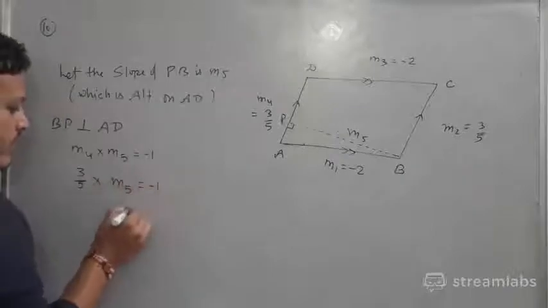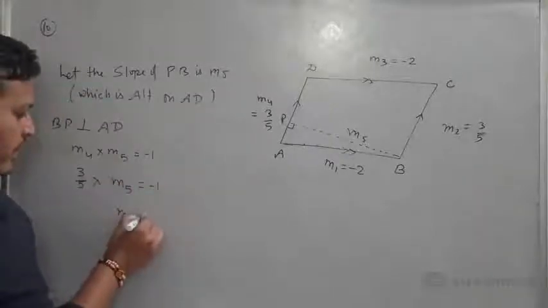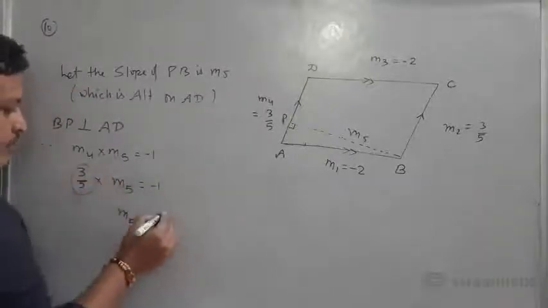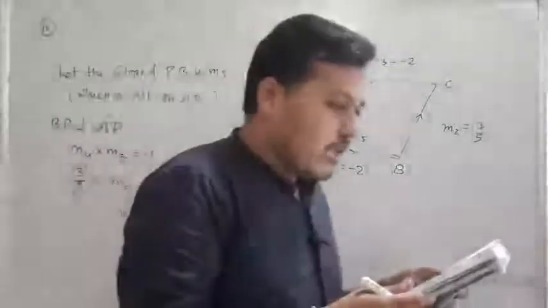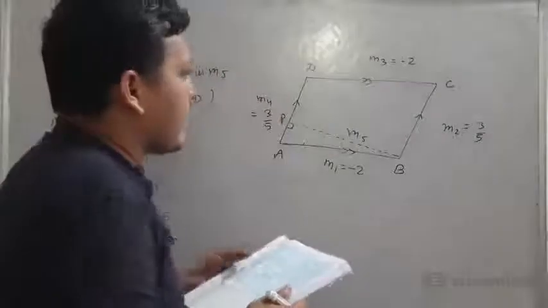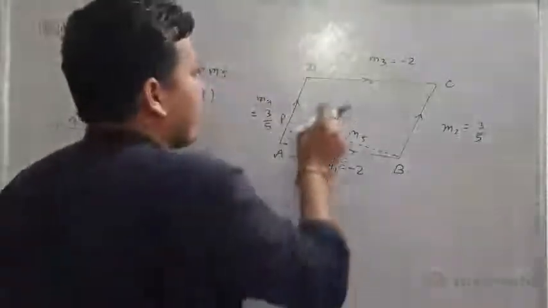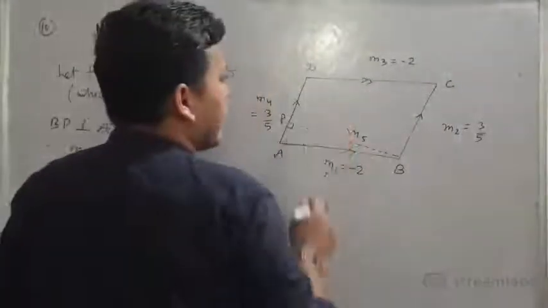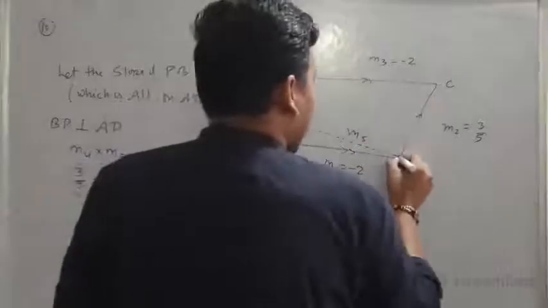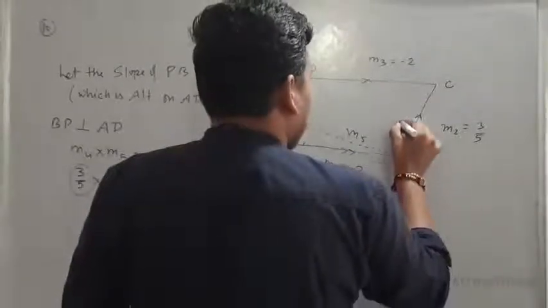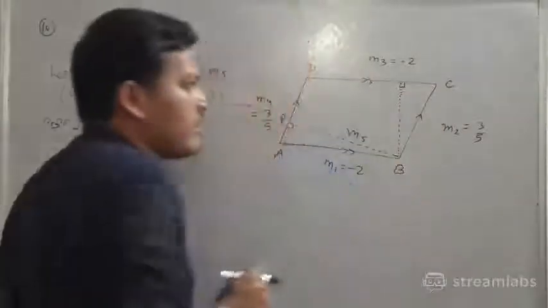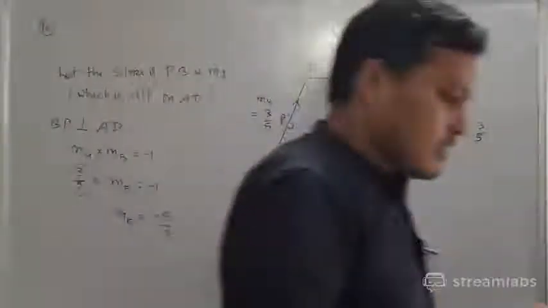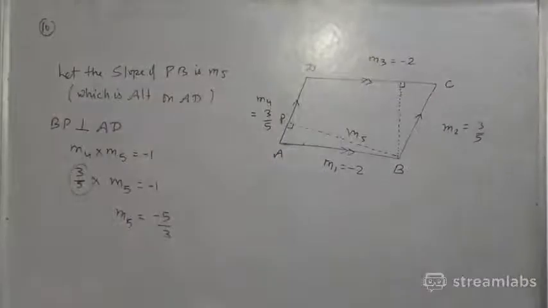We have to calculate this, so M5 is equal to 5 into -1, that is -5 divided by 3, so -5/3. And the last, find the altitude on CD. Similarly you can calculate it: for the altitude on CD, it can come from here. This is the altitude, meaning height, perpendicular on CD. So this is your homework, to find the slope of the altitude on CD.